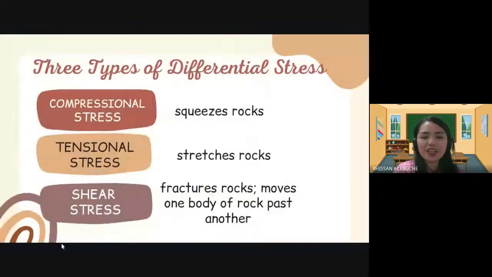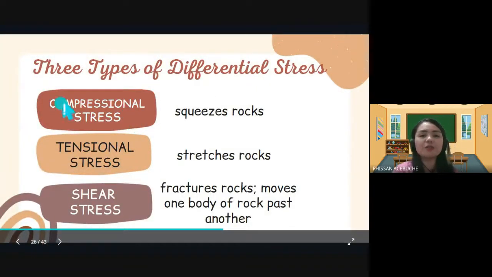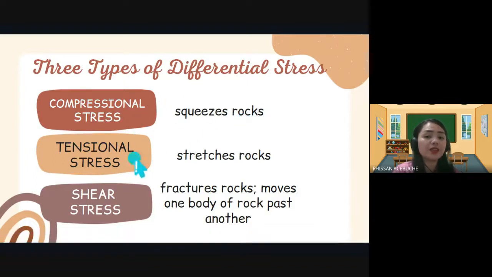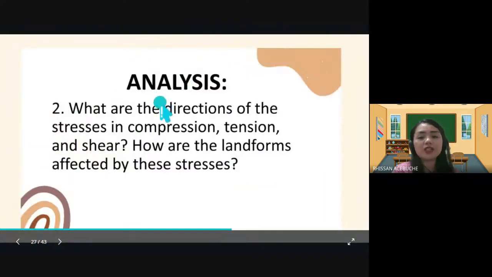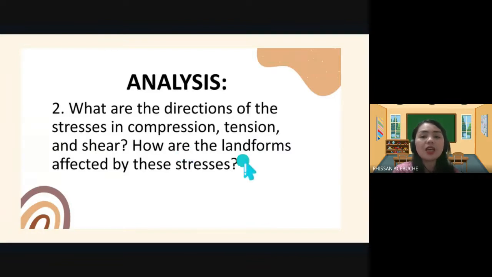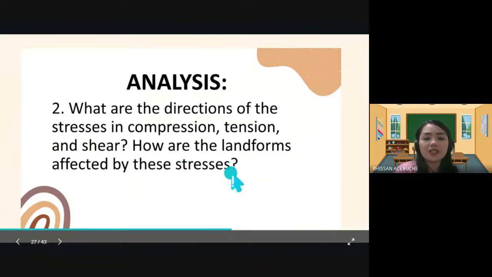Thank you so much. You gave us a complete answer, so very good. So we have compressional stress, it squeezes the rocks. Tensional stress stretches the rock. And shear stress fractures the rocks and moves one body of rock past another. Okay? Now, let's go to the next question. What are the directions of the stresses in compression, tension, and shear? And how are landforms affected by these stresses?